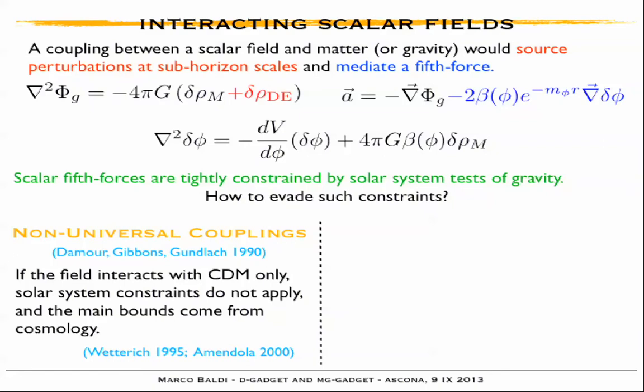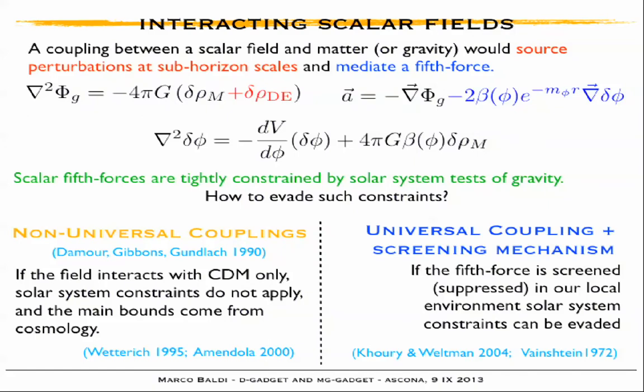One is to invoke non-universal couplings, which means that this coupling function is non-zero only for the interaction between dark matter particles and not baryons, which means that all the tests that you have done so far do not apply. And the other possibility is to have universal coupling and a screening mechanism. Screening mechanisms are mechanisms through which this additional fifth force here is suppressed in our local environment, which means our solar system or our galaxy.